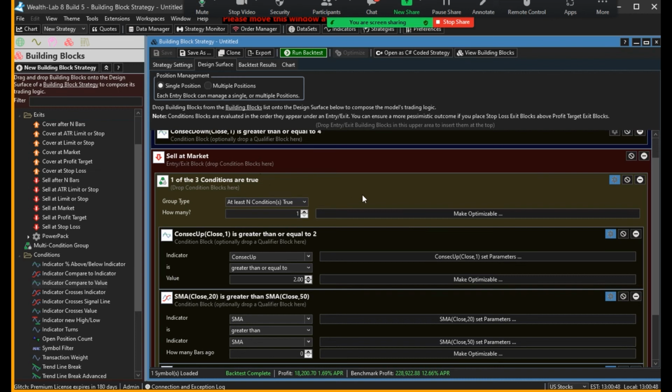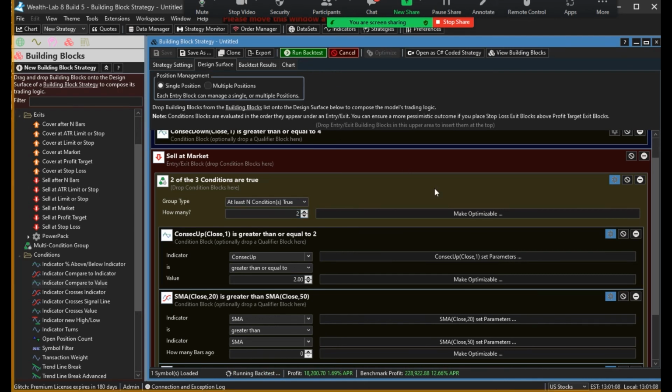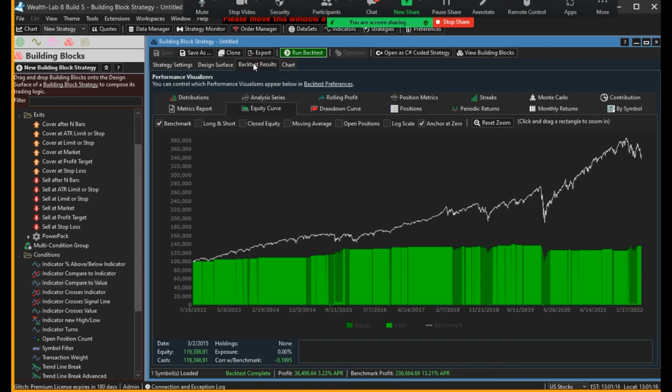So we can say, I want this to resolve to true if one of these three is true, or if two of these three, or maybe all three. So let's say two of them. So if two of these three are true, then it's going to exit the position. If I run it, we should have a different result here. So yeah, we actually do have a different result. We have a higher result. We've improved it a little bit.